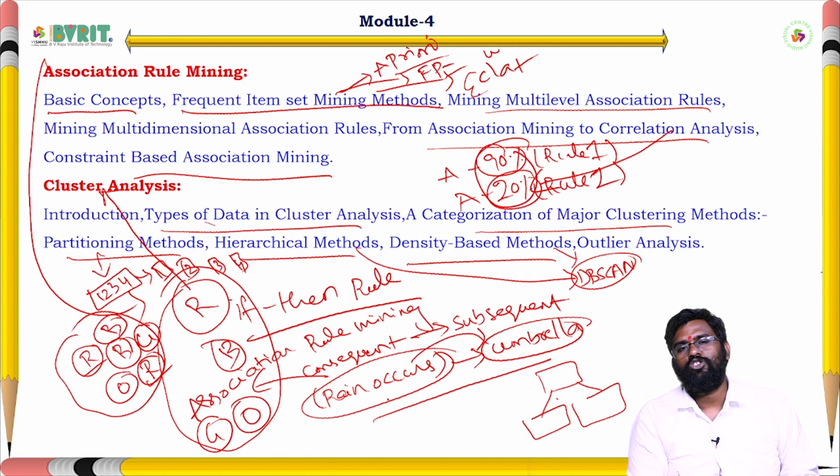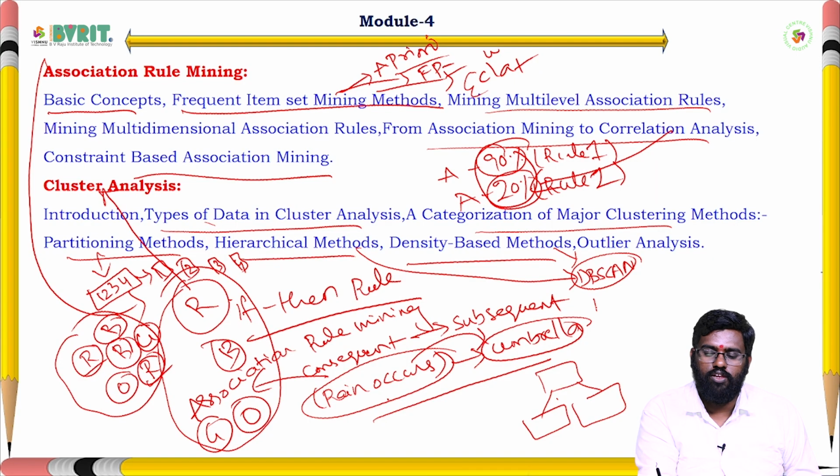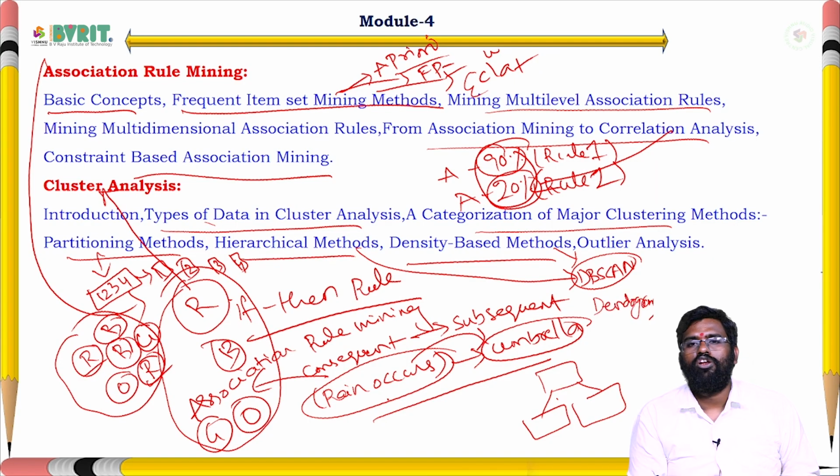Now, coming to density-based methods, the density-based method is used to implement the DBSCAN algorithm, the density-based spatial clustering algorithm. By using this, we need to identify the density value. Based on the density value, we represent the dendrograms for each and every tree. Dendrograms means a hierarchical tree structure.